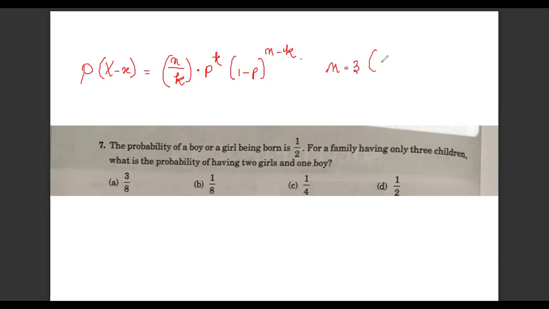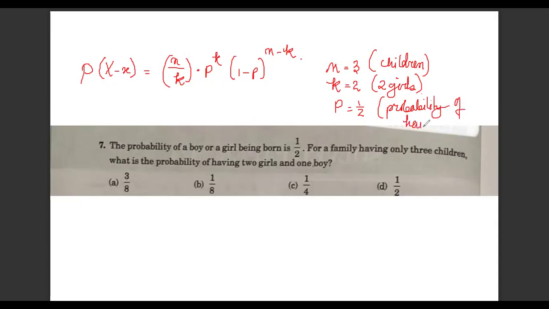when the probability of success on a single trial is p, that is the probability of having a girl, is given by this formula: nCk times p^k times (1 minus p)^(n minus k). So in this scenario, we have n equals 3 children, and k equals 2, that is 2 girls, and p equals 1 by 2, which is the probability of having a girl child.